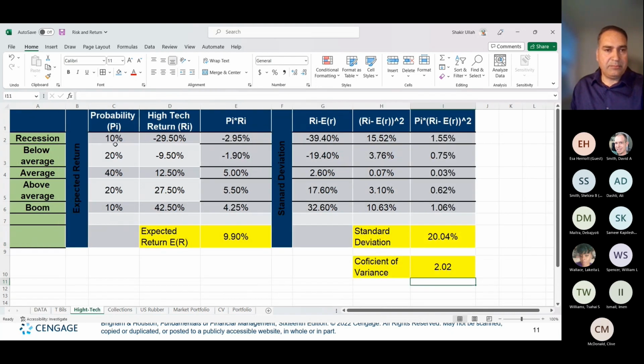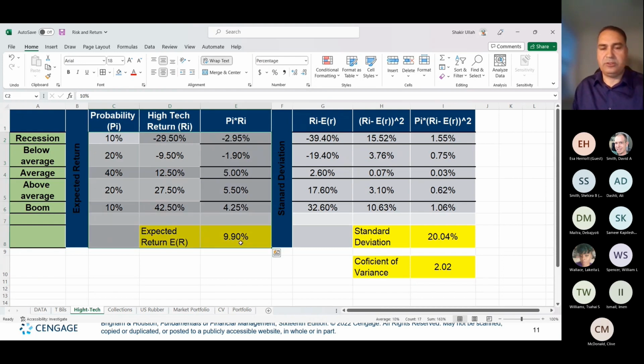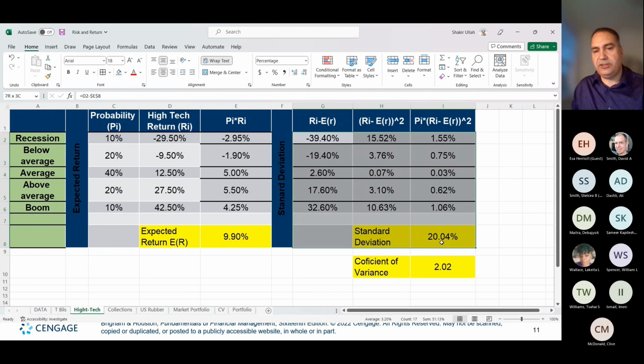Previously, we did this whole thing in order to calculate the expected return. So if you are good in Excel and you would like to do it that way, you can. However, the standard deviation would be a little more complicated to do so. It's better to use this method.